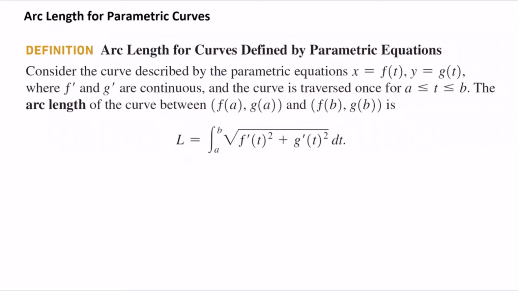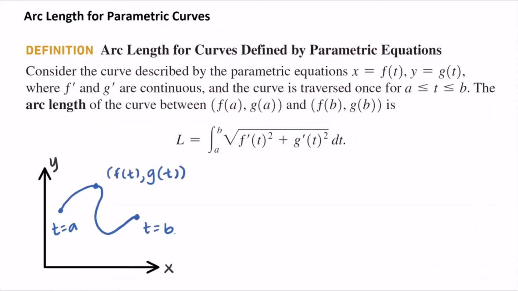We can take a quick look at why the formula should make sense. Consider the graph of an arbitrary parametric curve as described on an xy coordinate axis, with initial point at t equals a and terminal point corresponding to t equals b.